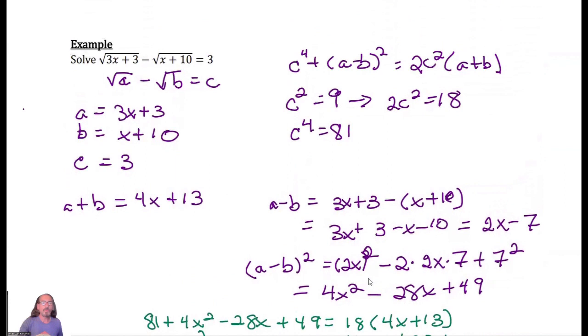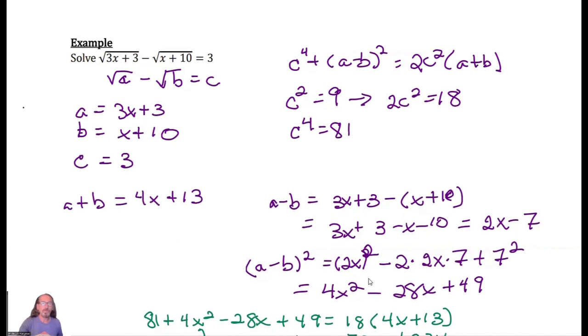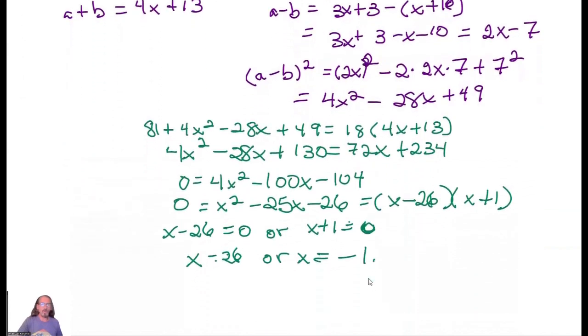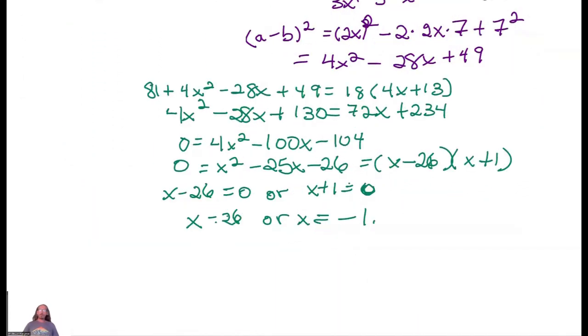3 times 26 is 78. 78 plus 3 is 81, and the square root of 81 is 9. 26 plus 10 is 36. Square root of 36 is 6. And so 9 minus 6 does equal 3.